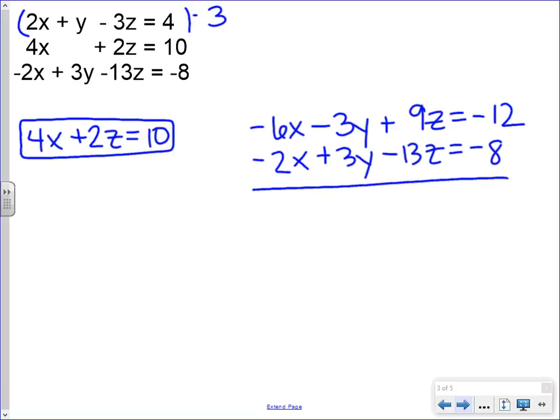So now when we combine these, we get -8x. Our y's cancel out, that was our goal. Minus 4z equals -16.